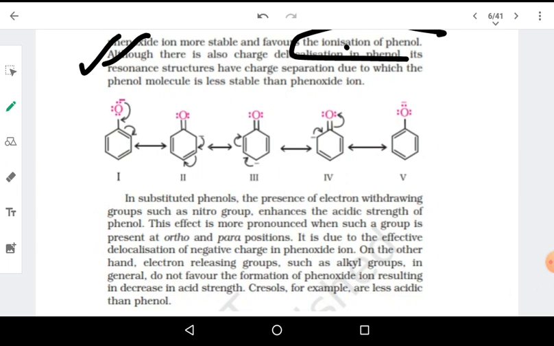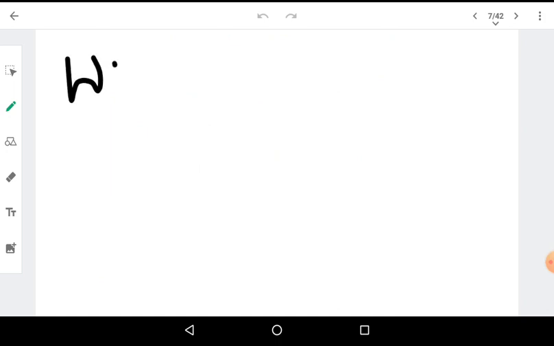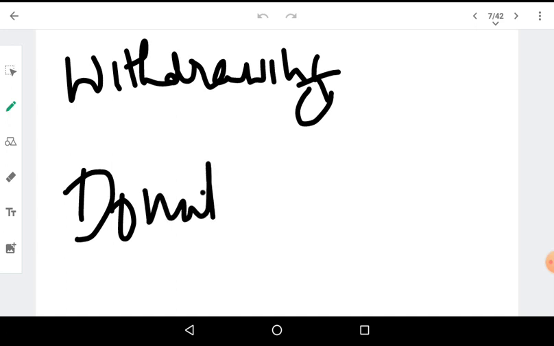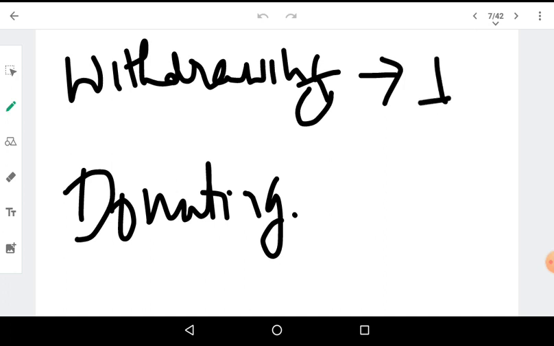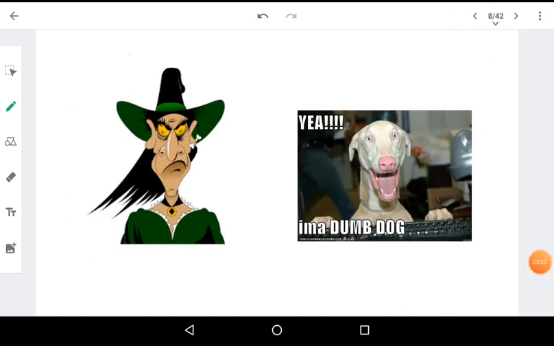Now, for the exam, they will ask us questions based on what is the effect of a withdrawing group and a donating group. What will happen when there is a withdrawing group and what will happen when there is a donating group? Now we have to understand it with a trick. A withdrawing group will increase acidity and a donating group will decrease acidity. So this is important. Okay, so see here.